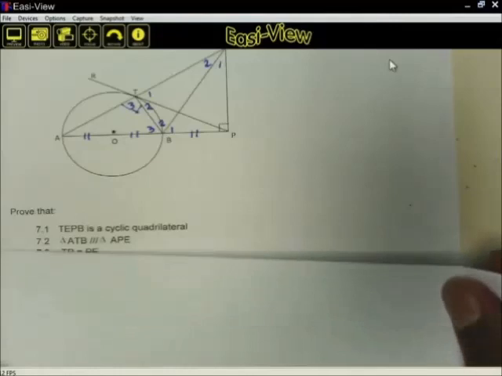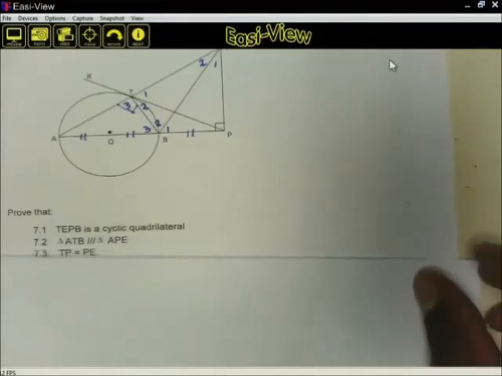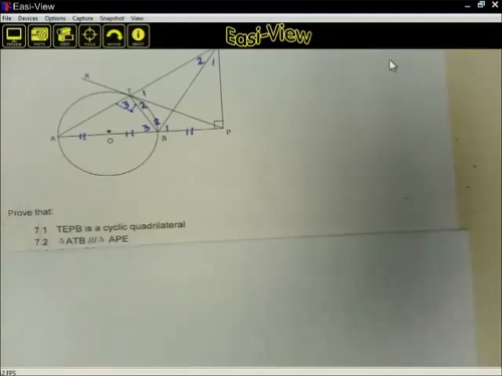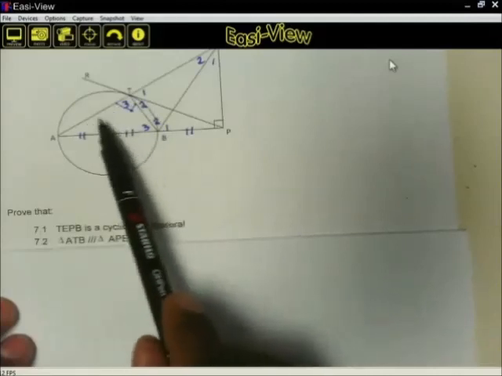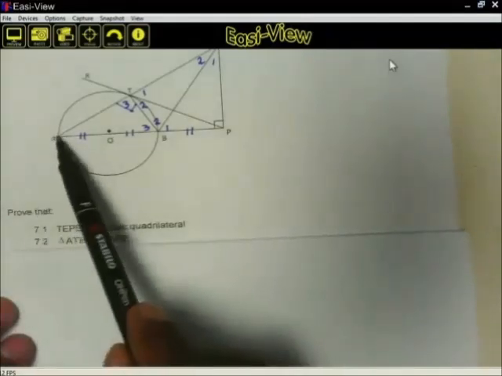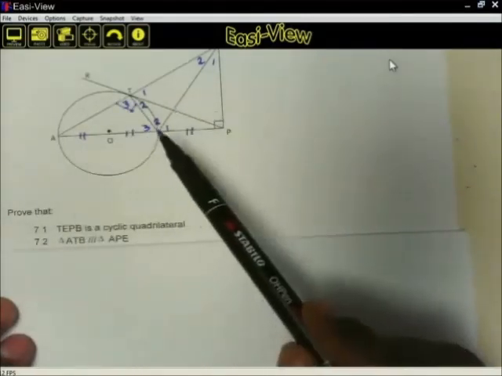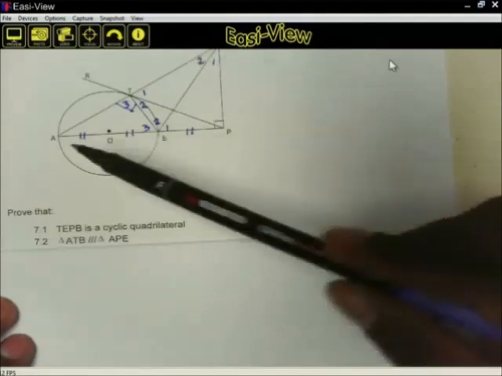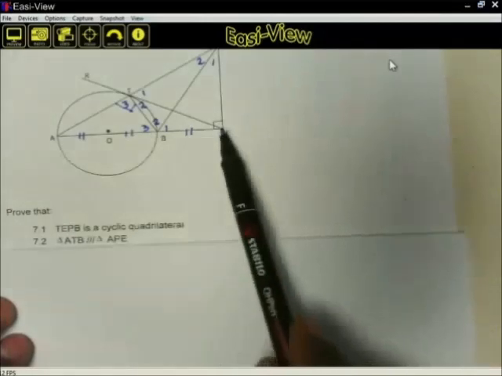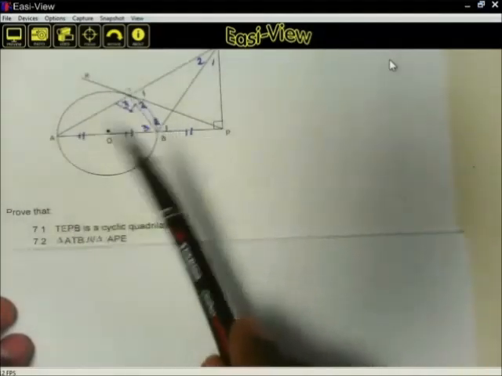The second part of the question, 7.2. Prove that triangle ATB, let's go to triangle ATB, this triangle is inside the circle. Triangle ATB is similar to triangle, let's check, APE, the bigger triangle. Triangle APE and triangle ATB.